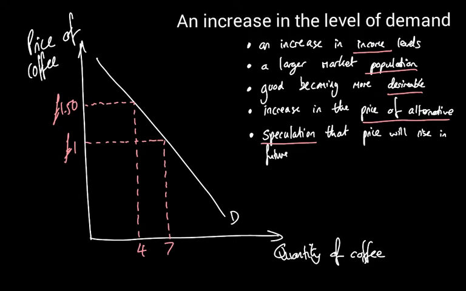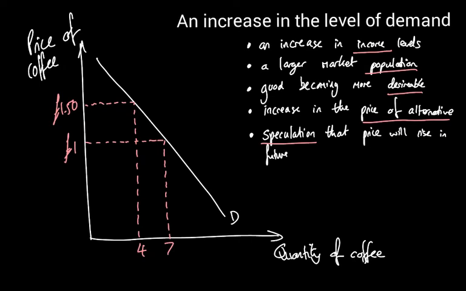If there was an increase in the price of an alternative, say the price of a cup of tea increased dramatically, or perhaps less likely with a cup of coffee, but if some of my class somehow speculated that the price was going to rise in the future, all of those things would mean that they would be either more willing or able to buy the cup of coffee at any given level of price.